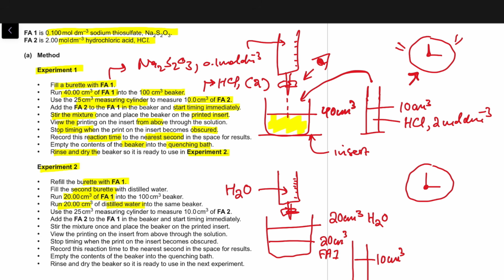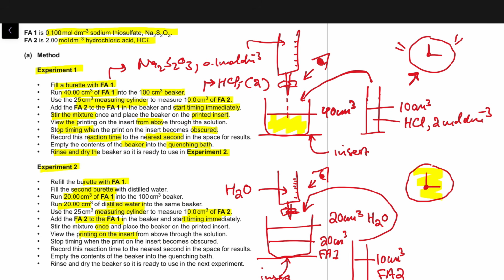It then says to use the 25 centimeter cube measuring cylinder to measure 10 centimeters of Fa2, our acid, same volume used in experiment 1. And then it says to add Fa2 to Fa1, like we did the first time. Start the timing immediately, and then stir the mixture once. Place the beaker onto the printed insert once again. And then to view the printing on the insert from above, once again.